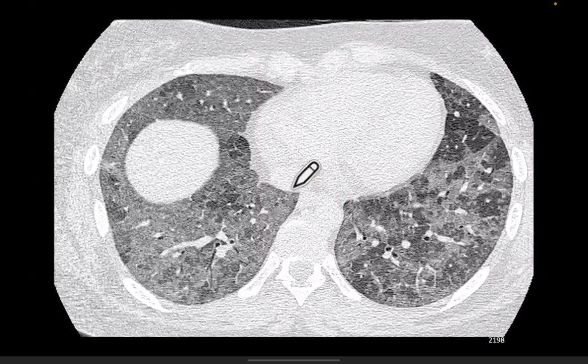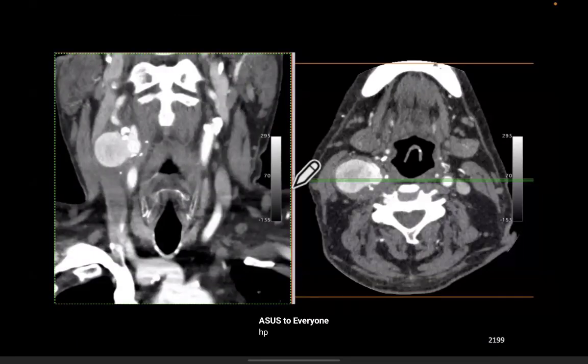This next patient was involved in a stabbing, and this is about a month later, they come back. What's the diagnosis? Yeah, pseudoaneurysm of the common carotid artery. And the pseudoaneurysm is due to trauma with a knife blade.